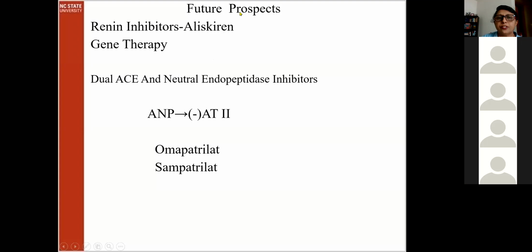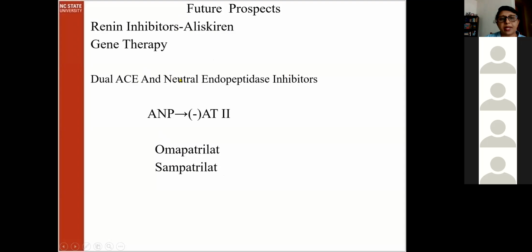Then some future prospects are there. Renin inhibitors: at least remember the names aliskiren, enalkiren, remikiren. So at least one drug, aliskiren, is a renin inhibitor. This is another group. Then there are two drugs, the latest drugs, omapatrilat and sampatrilat. Actually, it is a dual AC and neutral endopeptidase inhibitor.